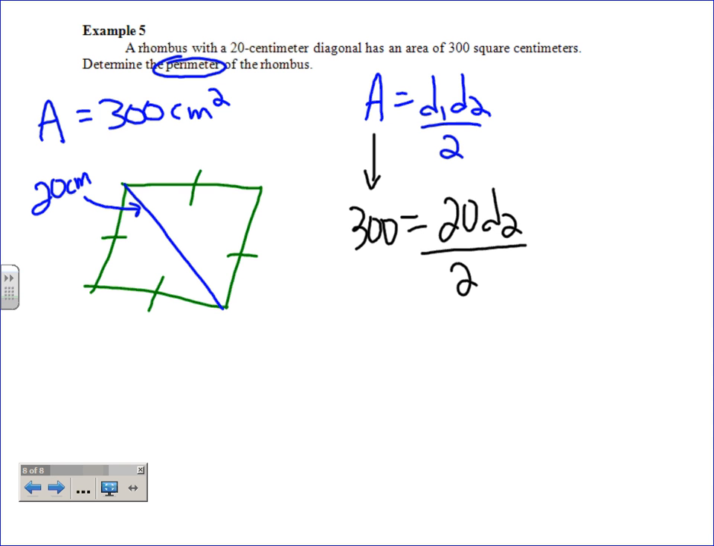Have we come up with a formula that we can actually solve for something? I can solve for diagonal 2. Does that tell me perimeter, though? No. So, well, at least we can solve for something. Let's see if it's helpful.